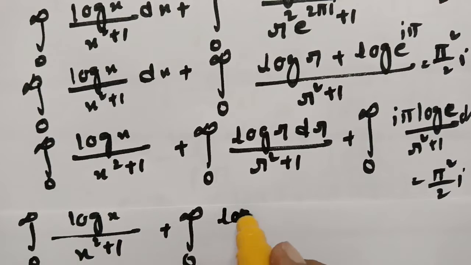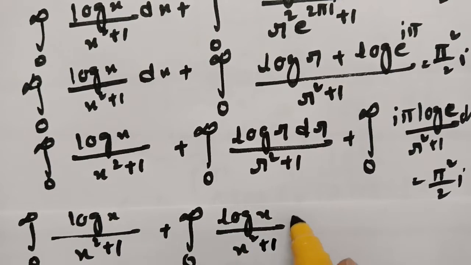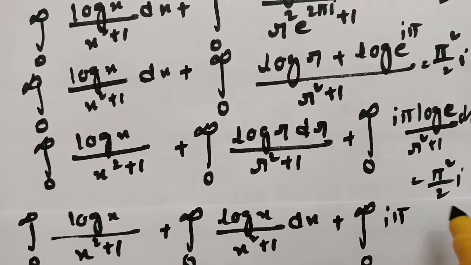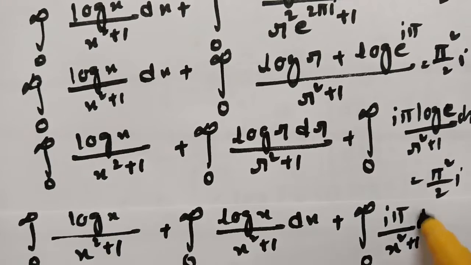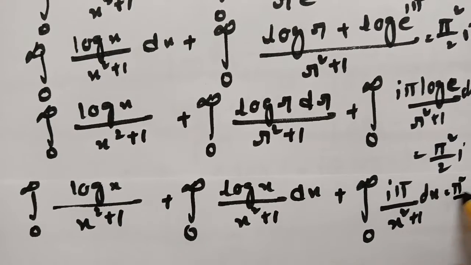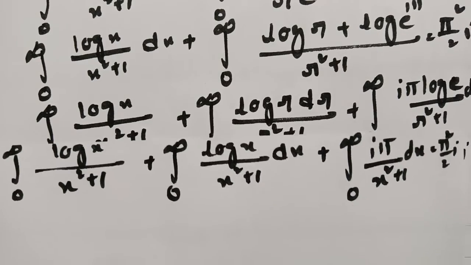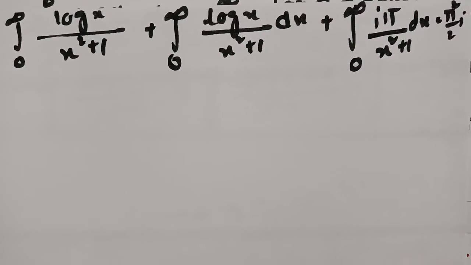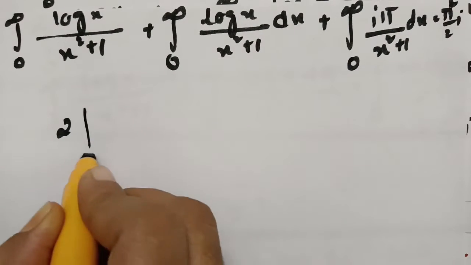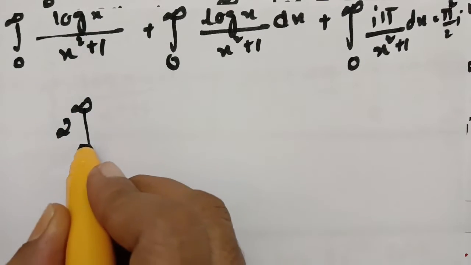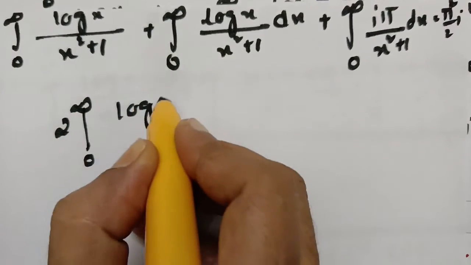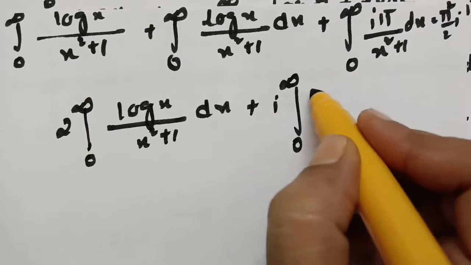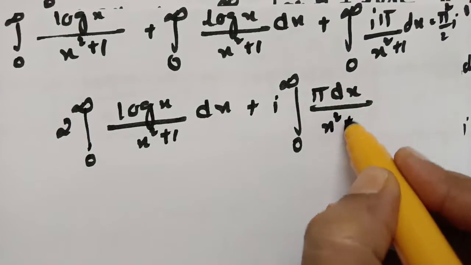If I transform this in terms of x, log x by x square plus 1 dx, plus the integral from 0 to infinity of i pi, where log e is 1, by x square plus 1 dx, is equal to pi square by 2 into i. And this can be written twice. So if I add up the first two integrals, this will be 2 times the integral from 0 to infinity of log x by x square plus 1 dx, as these two are the same, plus i times the integral from 0 to infinity of pi dx by x square plus 1.